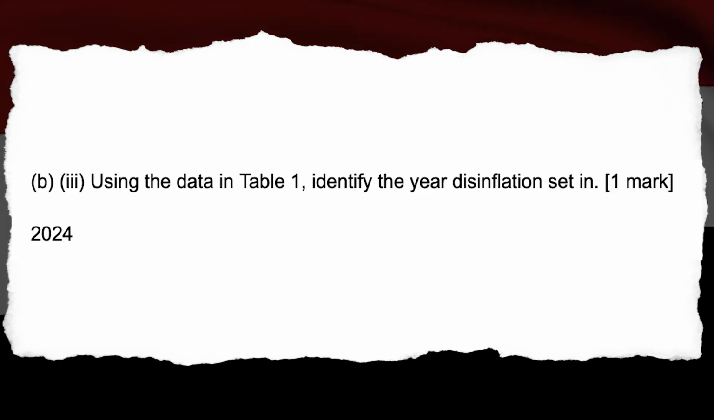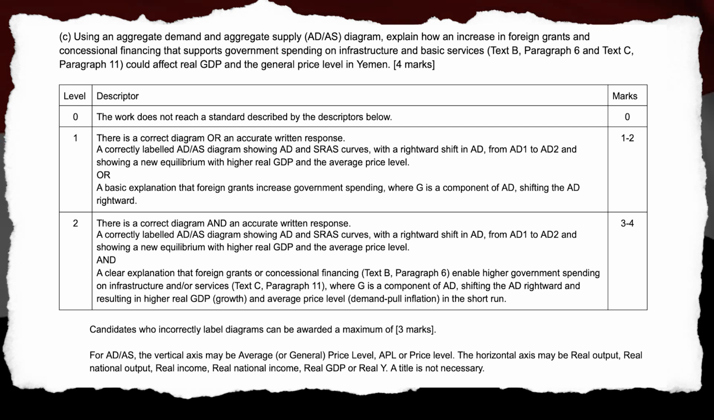B3. Using the data in Table 1, identify the year disinflation set in. 1 mark. 2024. C. Using an aggregate demand and aggregate supply diagram, explain how an increase in foreign grants and concessional financing that supports government spending on infrastructure and basic services, Text B, paragraph 6, and Text C, paragraph 11, could affect real GDP and the general price level in Yemen.